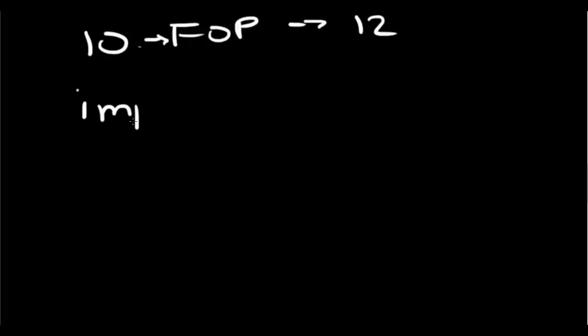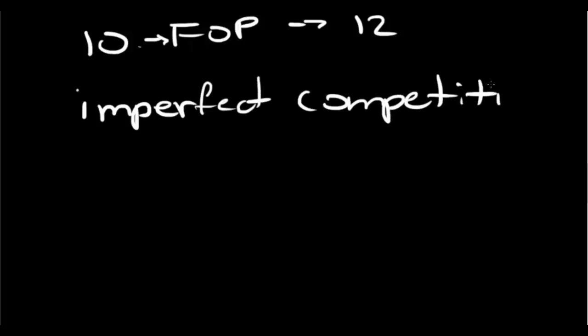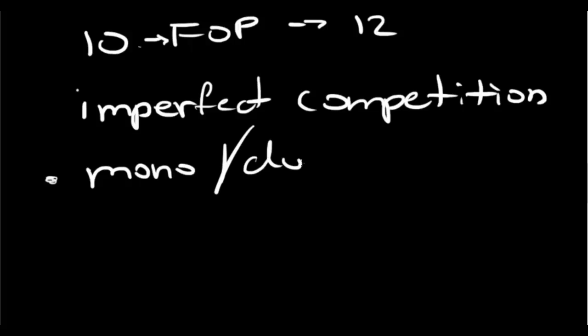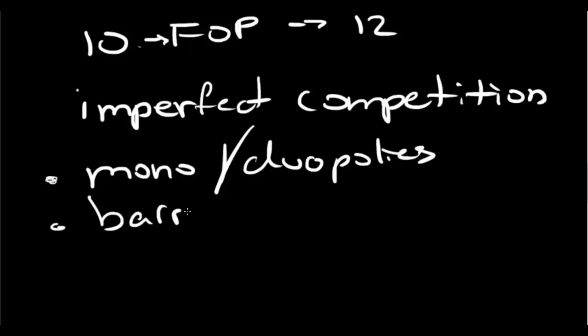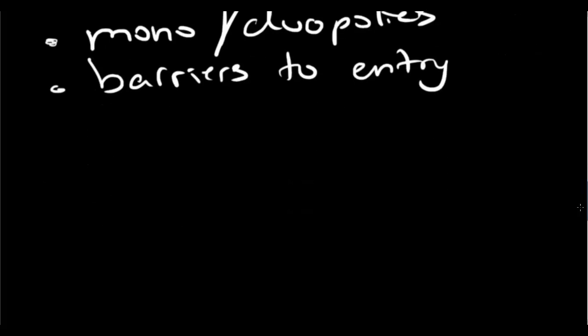Actually, I'll just write this down. When you have imperfect competition. And just as with perfect competition, or near-perfect competition, you had no barriers to entry, no monopolies, no duopolies. Here you have monopolies, or duopolies. You have barriers to entry. Additionally, there is certain hidden knowledge.